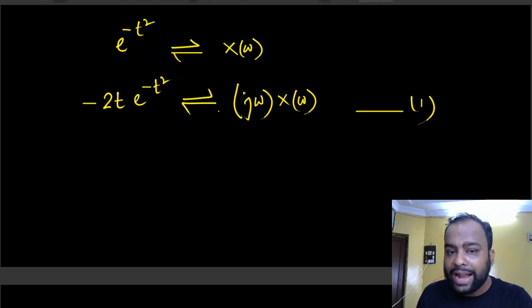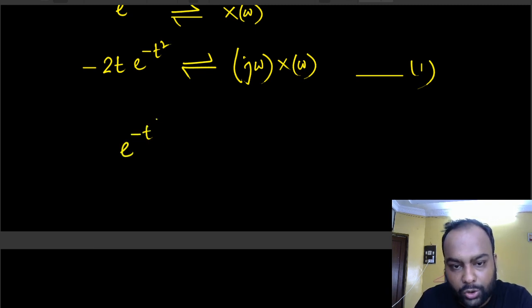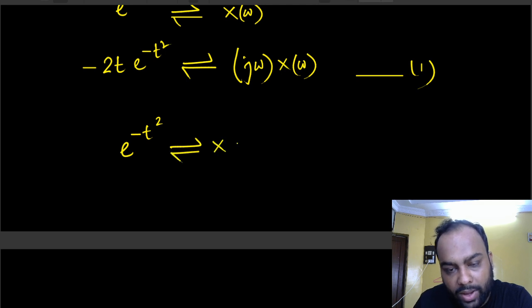Now again, look at this in a slightly different way. We again know that the Fourier transform of e to the power minus t square is X(omega).